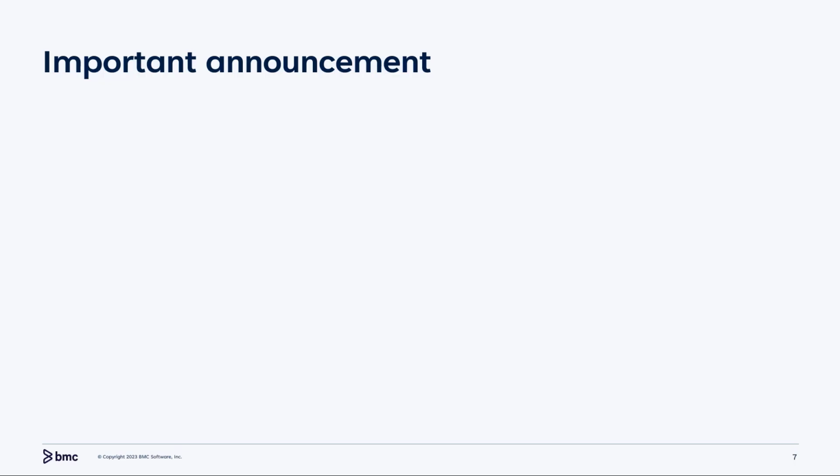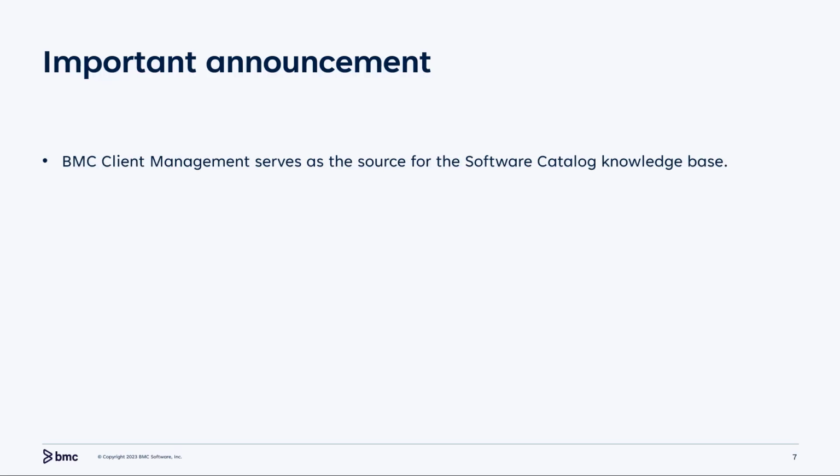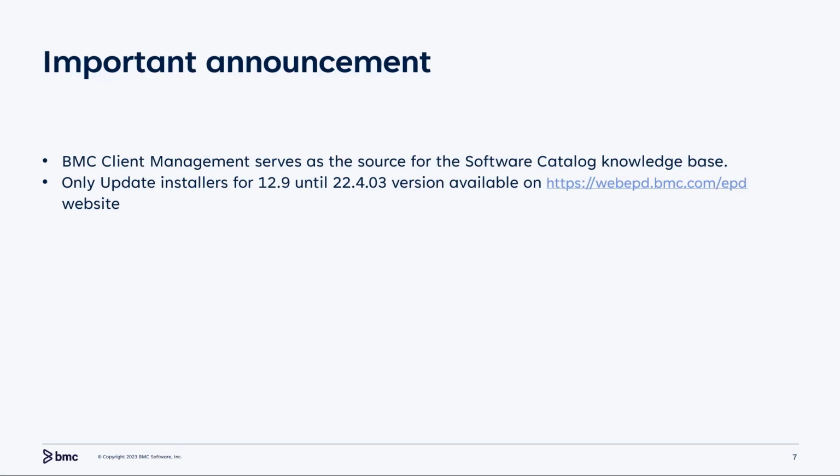On saying that, I would like to shift your focus to one of the most important changes that has happened within BMC Client Management. The contract between our software catalog and BMC Client Management has ended. Hence, BMC Client Management now serves as the source of the software catalog knowledge base. With this change, only the update installer for version 12.9 until 22.4.03 is made available to download on the EBT website. Additionally, BCM has also made two versions of 22.4 patches available.